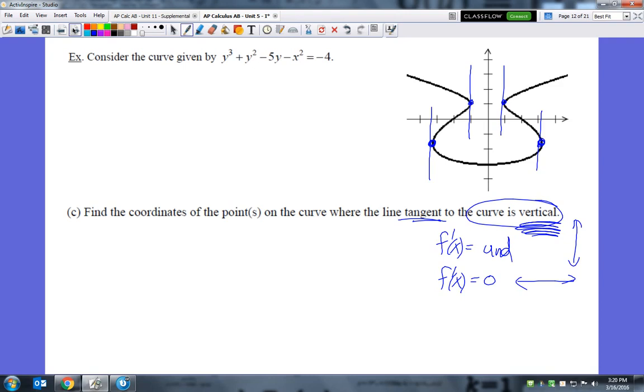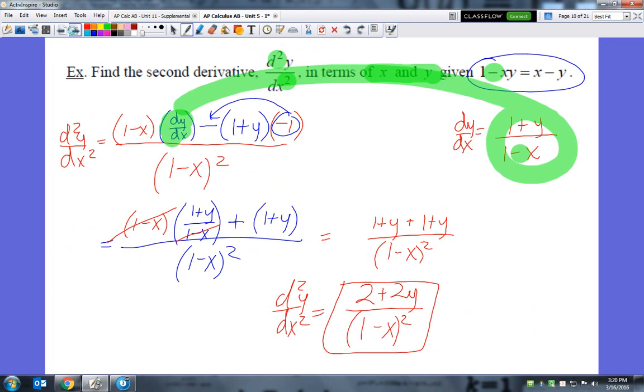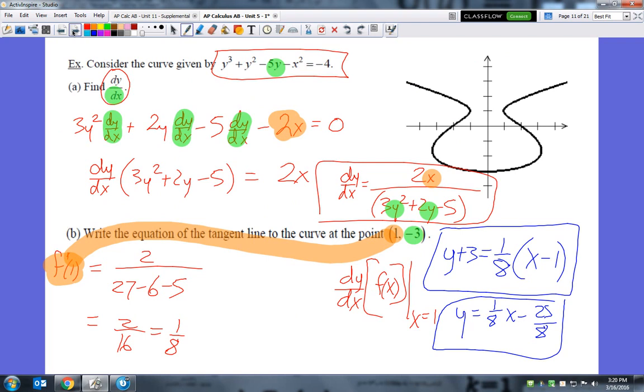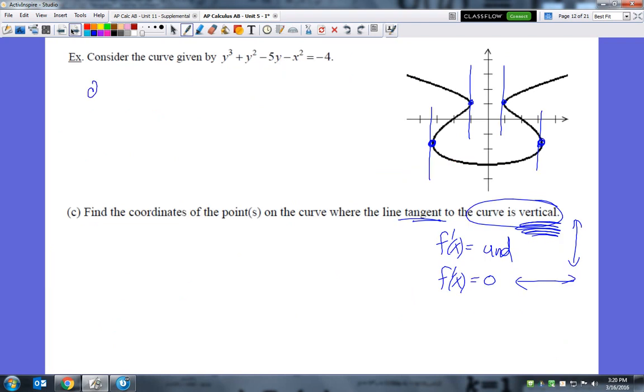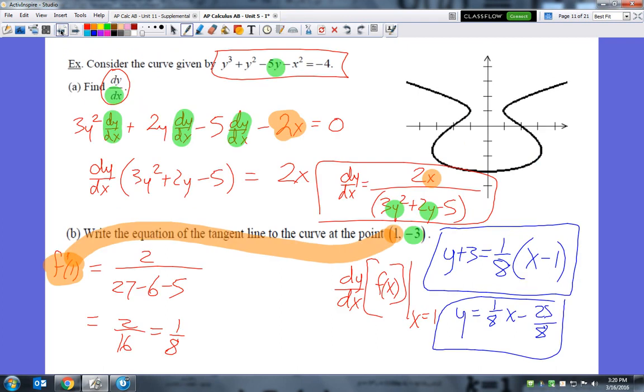So what we're going to do is go back and set our derivative equal to undefined. So let's go back and write our derivative that we had from part A. So we have y prime, or dy/dx, is equal to 2x over 3y squared plus 2y minus 5. And that's what we got from part A, right here.